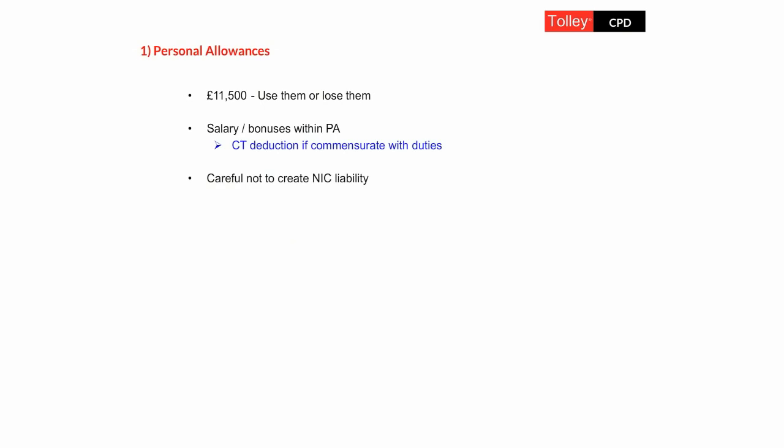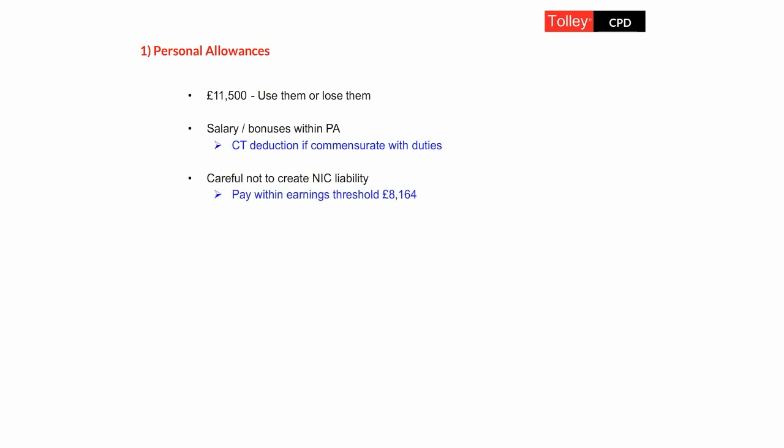So first up, personal allowances. The personal allowance for 17-18 is £11,500, and obviously we've got to use that allowance this year or we simply lose it. Now that could be by paying extra salary, bonuses within the personal allowance, corporation tax deductible, providing it's obviously commensurate with duties, and it's tax-free on the individual. We've got to appreciate that we may well be creating an NIC liability at the £11,500 mark.